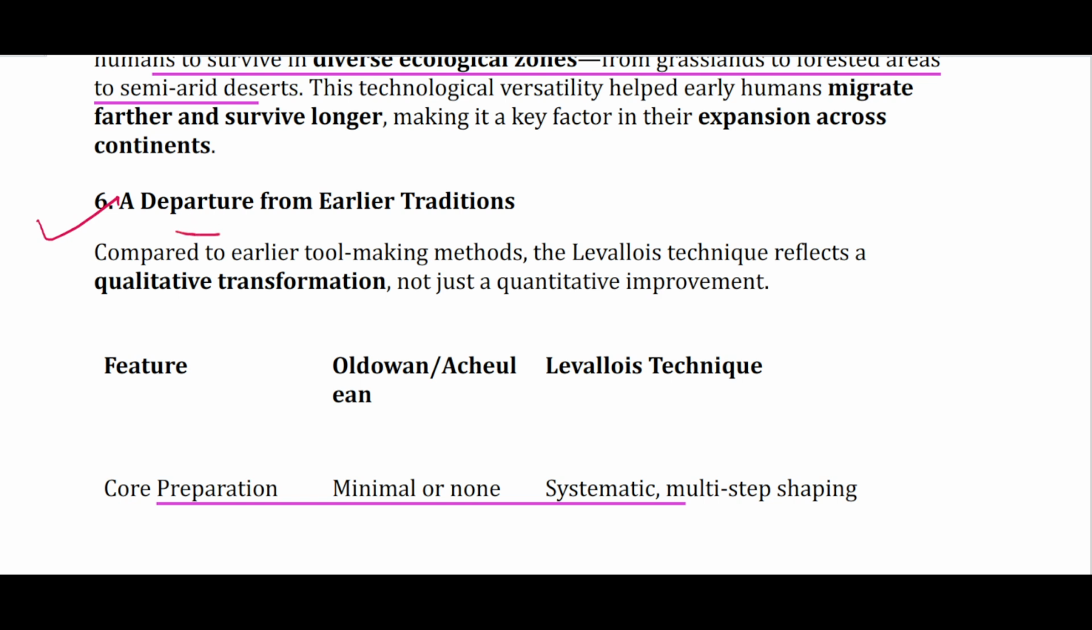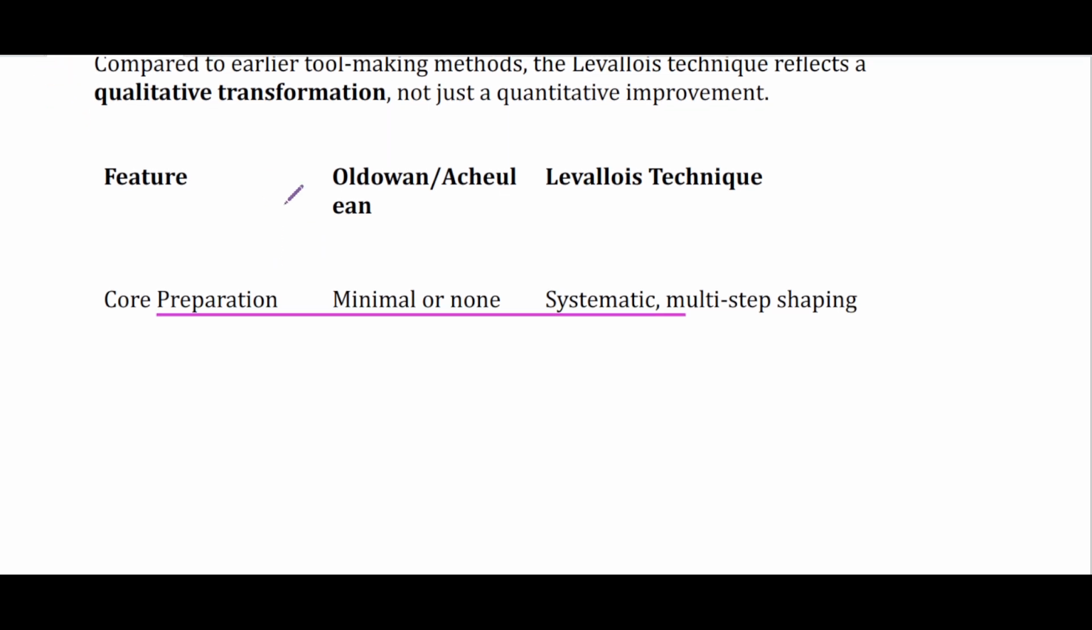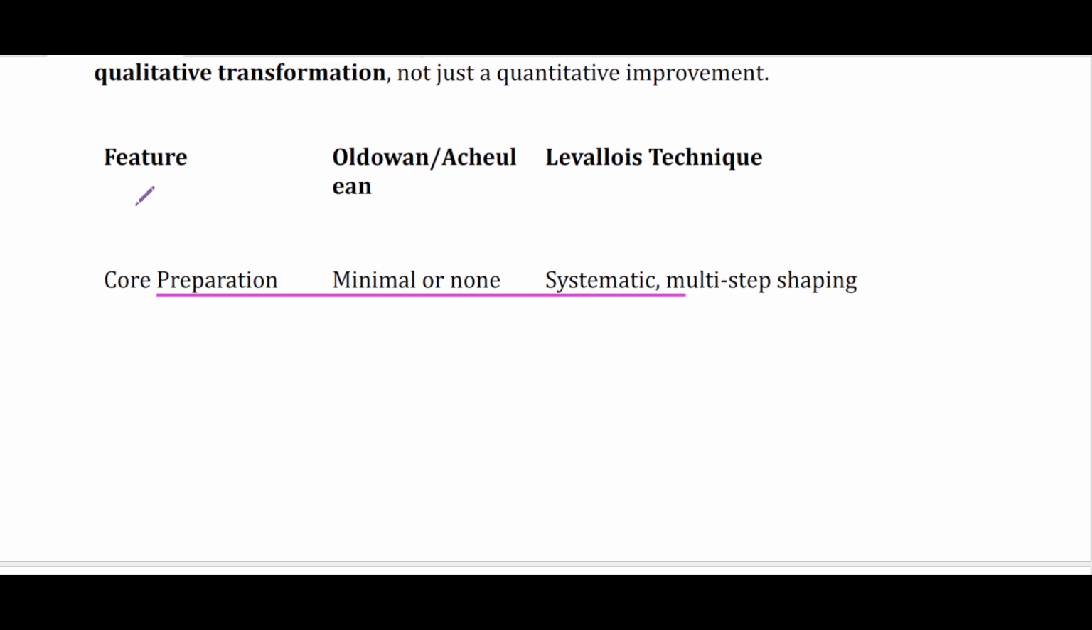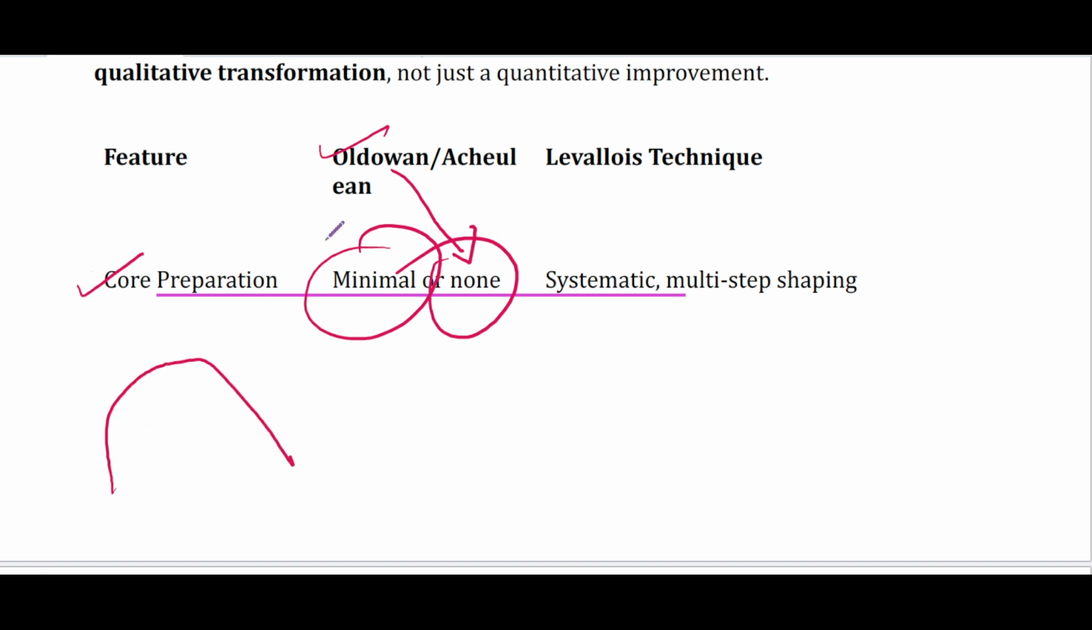Now, a departure from earlier tradition. So यहाँ पे देख सकते हैं. So in core preparation, the older tools had either minimal or no core at all. Where the older ones had no core, no core was prepared, just a simple stone. It was struck with another stone. That rugged stone was known as core, and the one it is struck with is known as hammerstone.